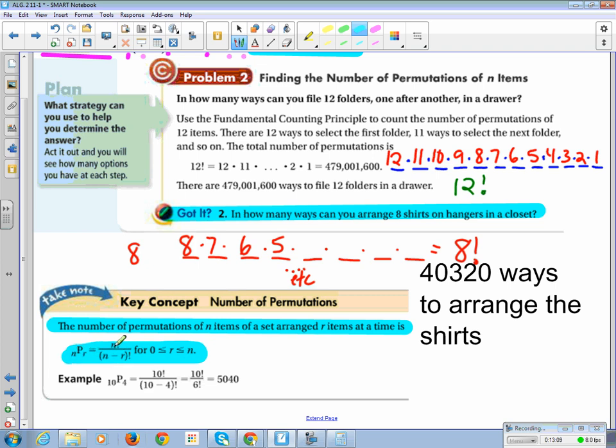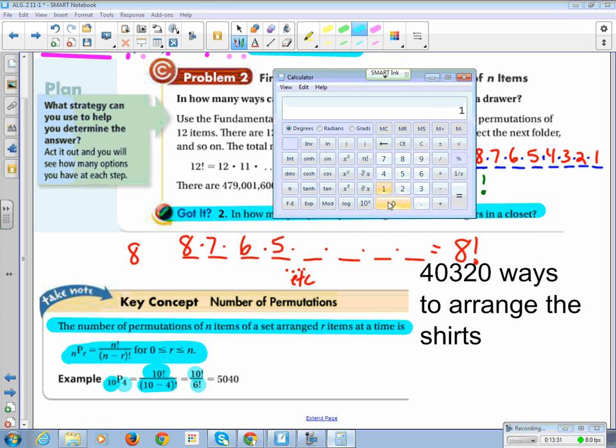Well, we're going to go n factorial, so that would be our 10 factorial. And in this case, in our example problem, we have 10 paintings, but only 4 spots for them. So that would be your 10 factorial divided by your 10 minus 4 factorial. And you can actually do that on your calculator. 10 factorial divided by 6 factorial. Easy peasy.